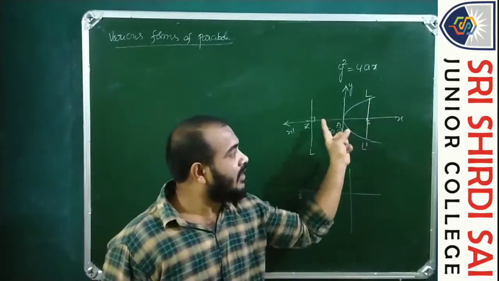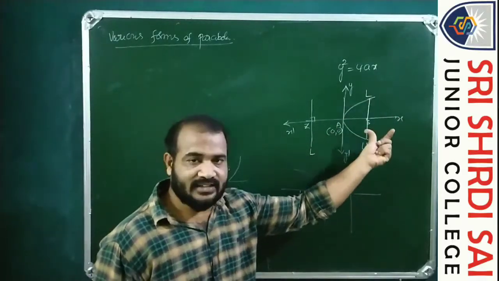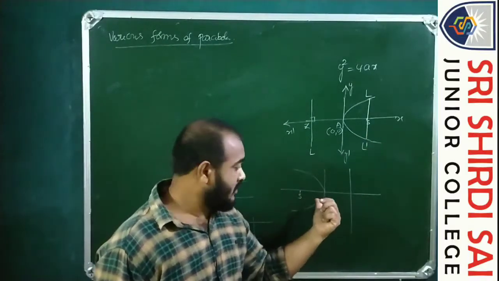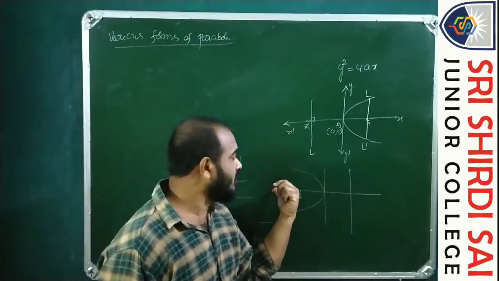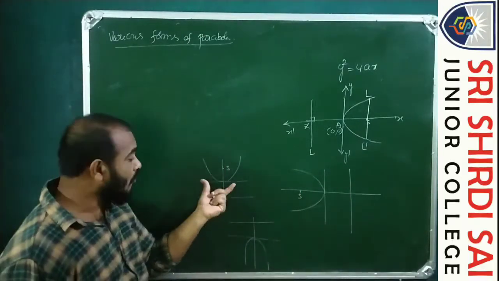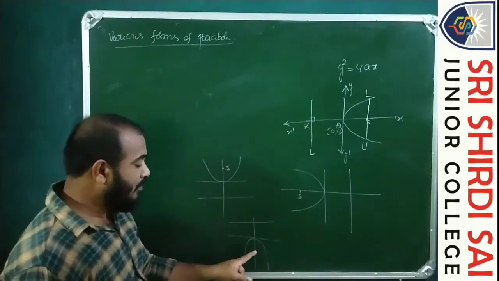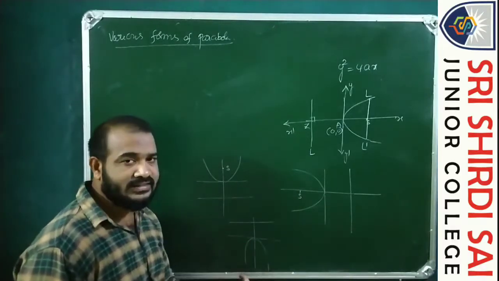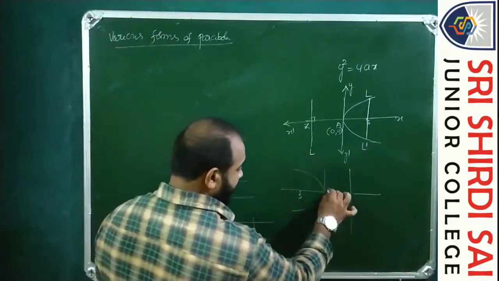Here the parabola is symmetric about the x-axis, positive x-axis. Here the parabola is symmetric about the x-axis but negative x-axis. Here the parabola is symmetric about the y-axis, positive y-axis, and the parabola is symmetric about the same y-axis but in the negative y-axis. And for all these parabolas, the vertex is at the origin.